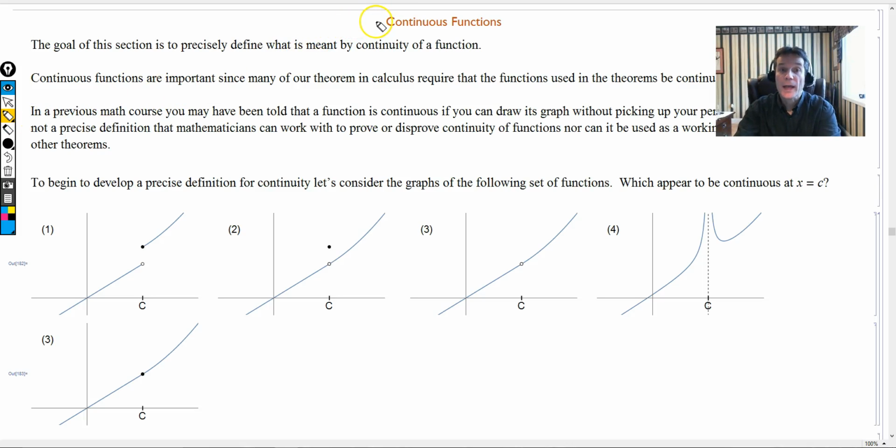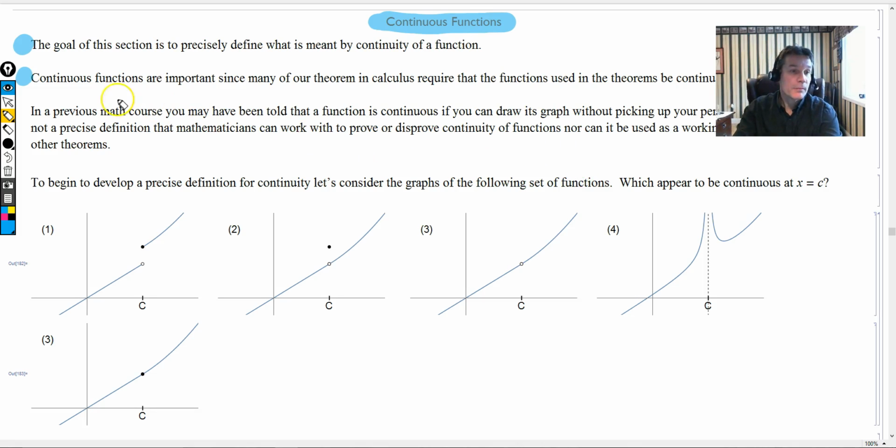Here we're going to take a look at continuous functions. Now the goal of this section is to precisely define what is meant by continuity of a function. And continuous functions are important since many of our theorems in calculus require the use of continuous functions. So you may see a theorem stated like, let f of x be a continuous function, then whatever.